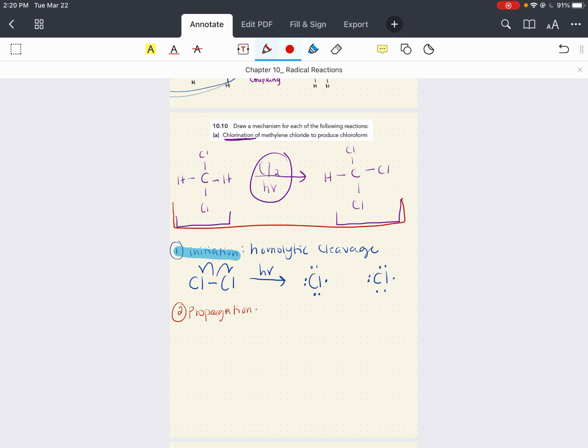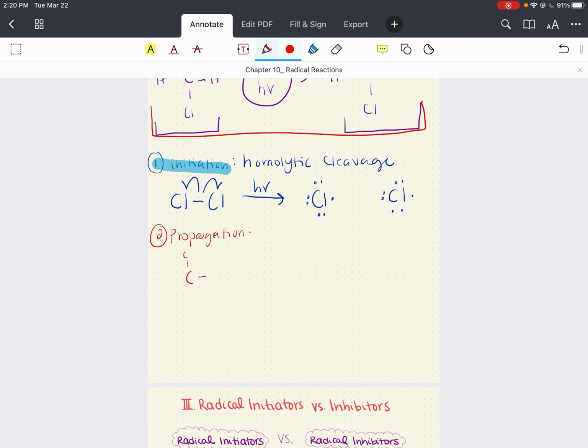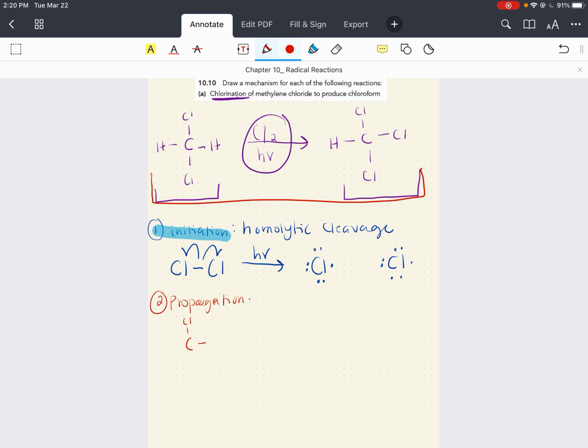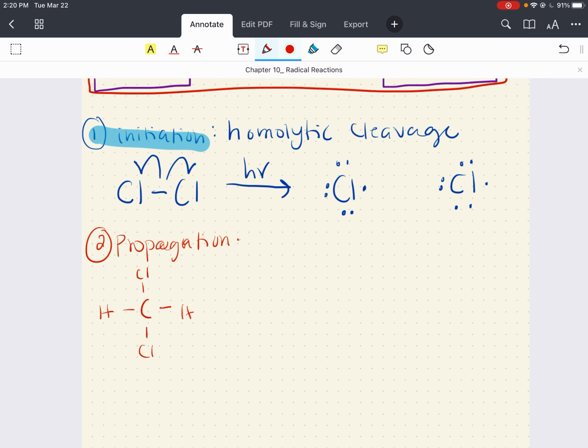So for chlorination of methylene chloride to chloroform, we are also going to see in the propagation step hydrogen abstraction and halogen abstraction. So we're going to go ahead and draw that. Now, starting with methylene chloride, our first step is going to be hydrogen abstraction.